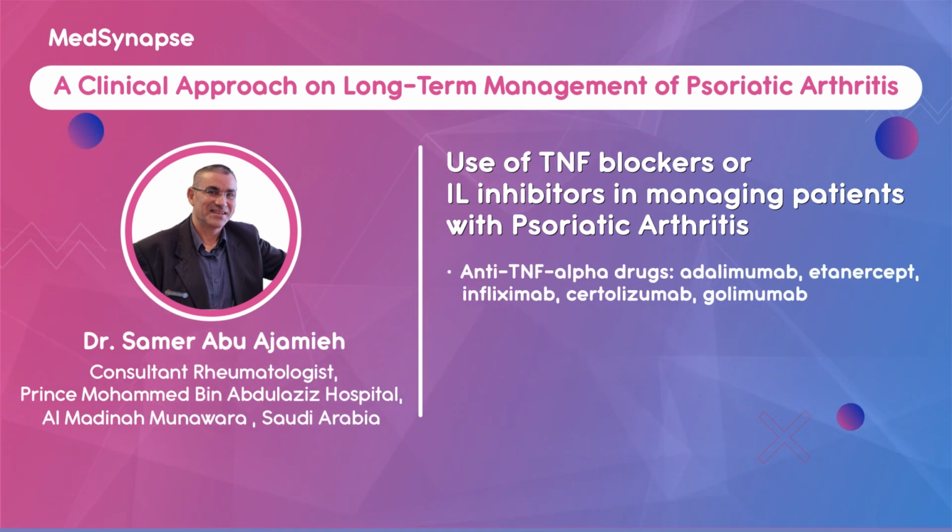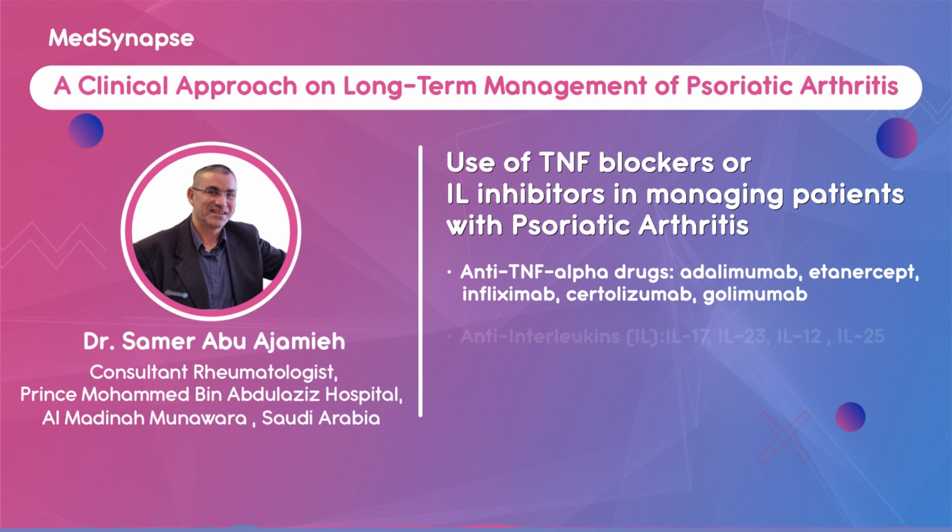We have 5 drugs: adalimumab, etanercept, infliximab, certolizumab, and golimumab. There is no head-to-head comparison, but I usually don't use etanercept in psoriatic arthritis because it doesn't affect the uveitis. I prefer adalimumab, golimumab, or infliximab, to start with one of these 3 anti-TNF alpha drugs. And we follow up the patient later. If the patient flares, then we can either shift from one anti-TNF alpha to another anti-TNF alpha, or we can shift to another class of biologics.